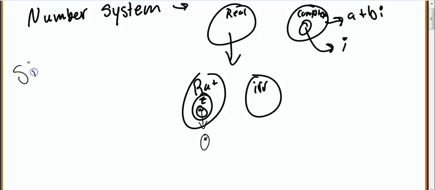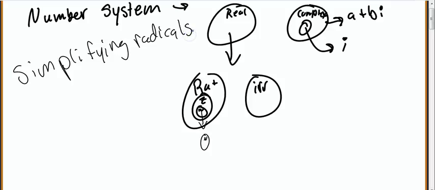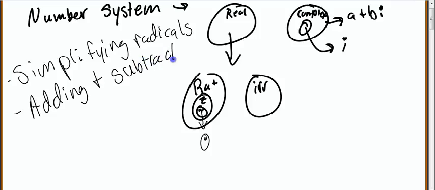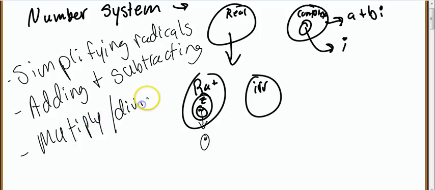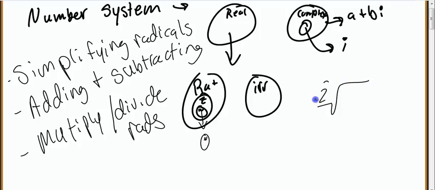Then you're going to be simplifying your radicals. We did spend a lot of time on that, so I think we're all pretty good at it at this point. Then you have your adding and subtracting, and then you're multiplying and dividing your radicals. For simplifying radicals, you're looking for perfect squares and groups of the size that's indicated by your root. So this is a square root, you're looking for groups of 2.